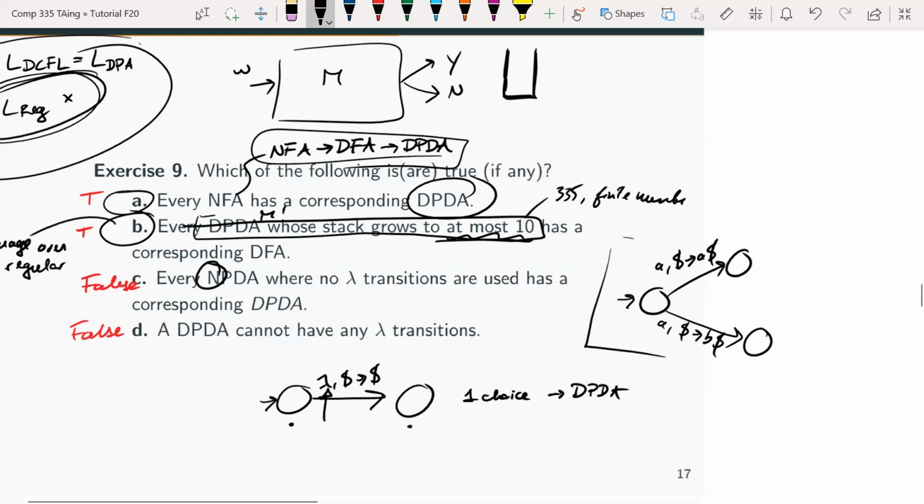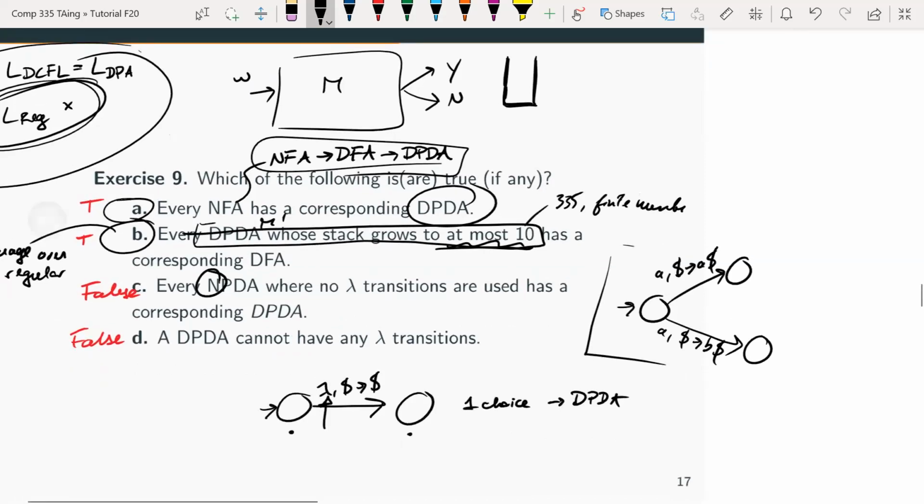Any questions about this? B would still be true for any finite number, yes, very good. If this was like 1071, it would still be true, because you can think of the stack as helping you make a very compact DFA. It just allows you to keep things very tight.